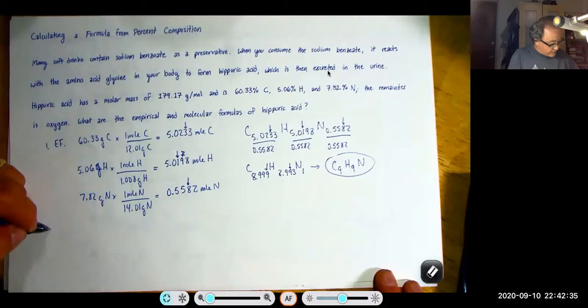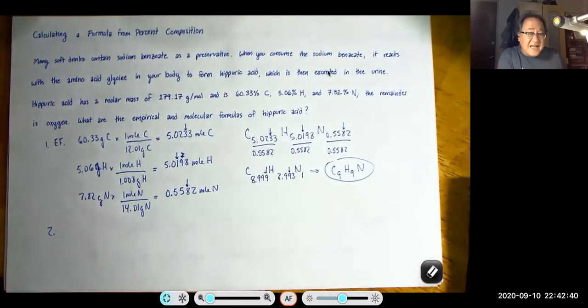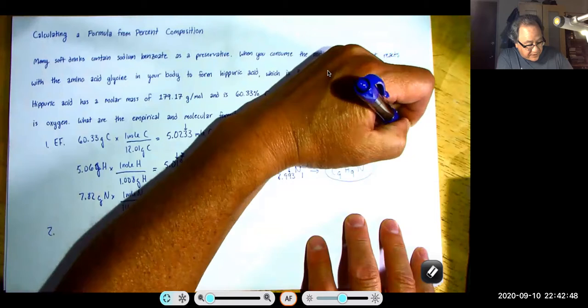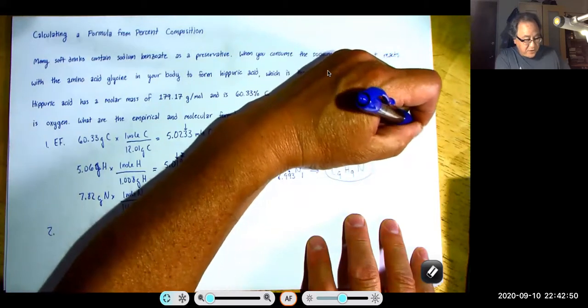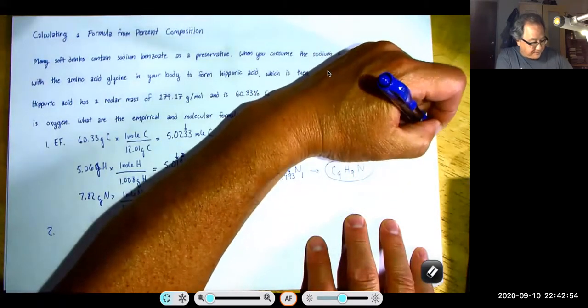Now, to get the molecular formula, I need the molar mass of C9H9N. So I'm going to do a little side work here. 12.01 grams times 9 is going to be 98.09 grams.